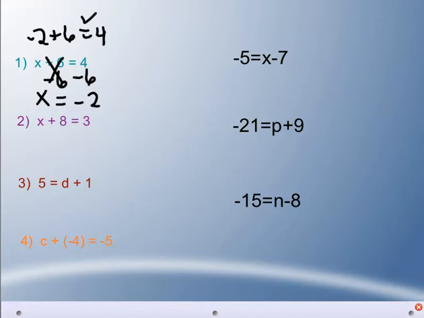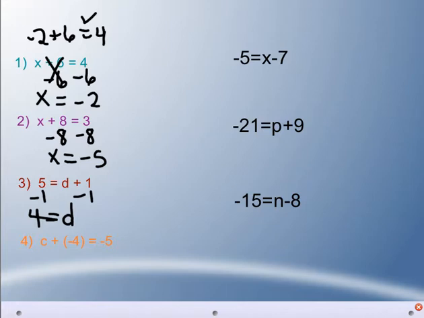So whenever we see something done to our variable, I need to do the opposite. So x plus 8 equals 3, I would subtract 8, and we would have x equals -5. For 5 equals d plus 1, I subtract 1, and I get d equals 4.